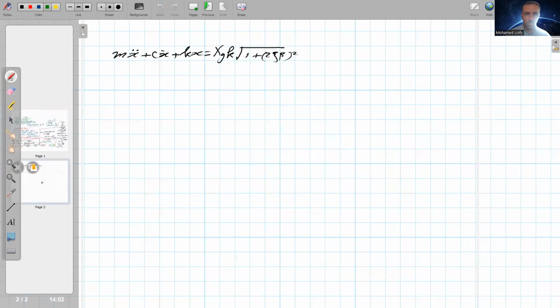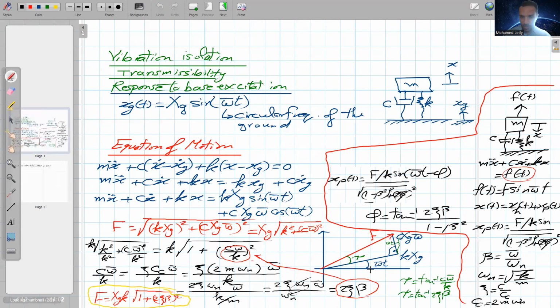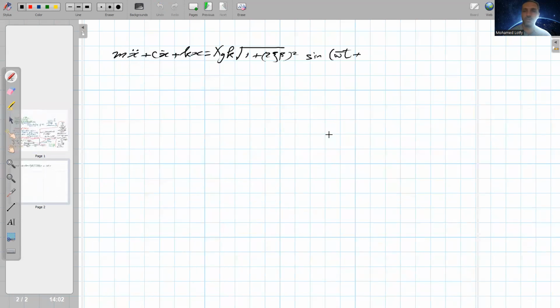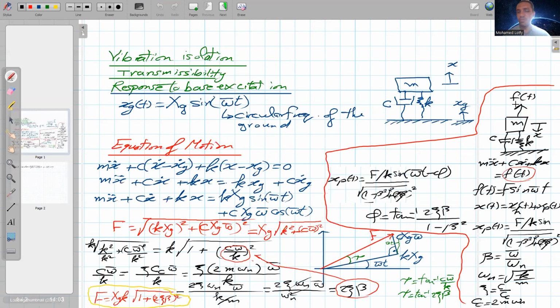Okay, so now we will write here sine omega bar t plus what angle? This is omega bar t plus epsilon, and we know the definition of psi from the previous slide. Now, this is the amplitude of the force, and this is a harmonic force, applying the same concept that we have studied together in mechanical vibration.